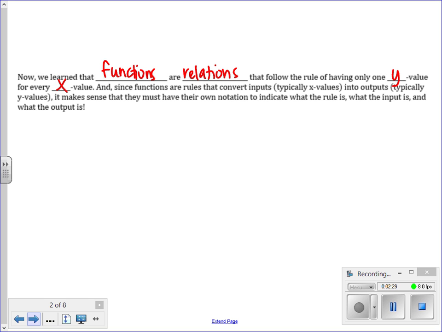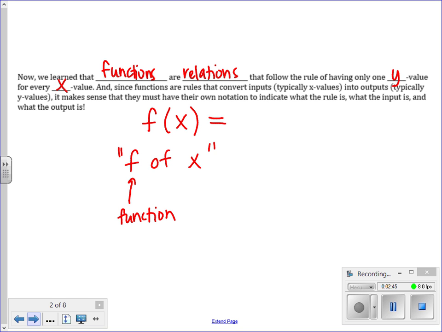The notation we're going to see in the next couple examples looks kind of weird, but it's said as f of x. F stands for function, the function of x. And we're going to see what happens when I have that f of x notation. I'll give you a hint. It's not any different than the very first example we just did.